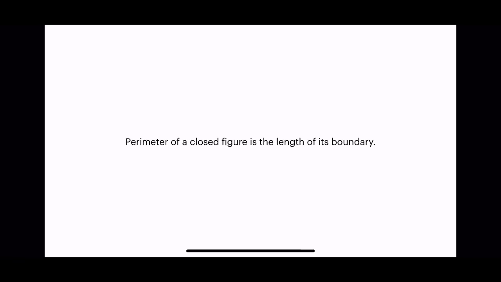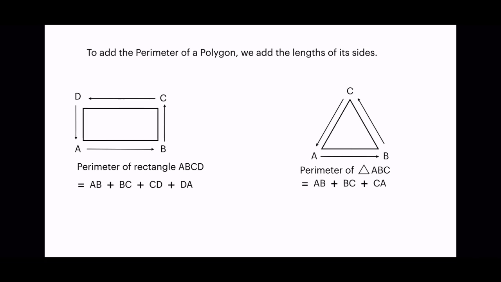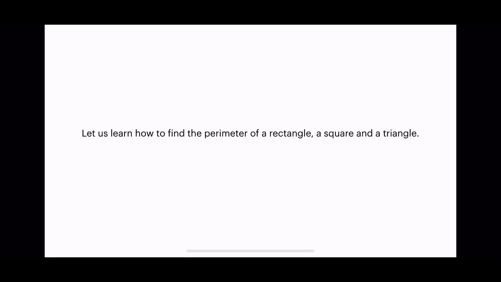Perimeter of a closed figure is the length of its boundary. To find the perimeter of a polygon, we add the lengths of its sides. Perimeter of a rectangle ABCD is equal to AB plus BC plus CD plus DA, which are the sides of the rectangle. Now, perimeter of a triangle ABC is equal to AB plus BC plus CA, which again are the sides of the triangle. Let us learn how to find the perimeter of a rectangle, a square, and a triangle.